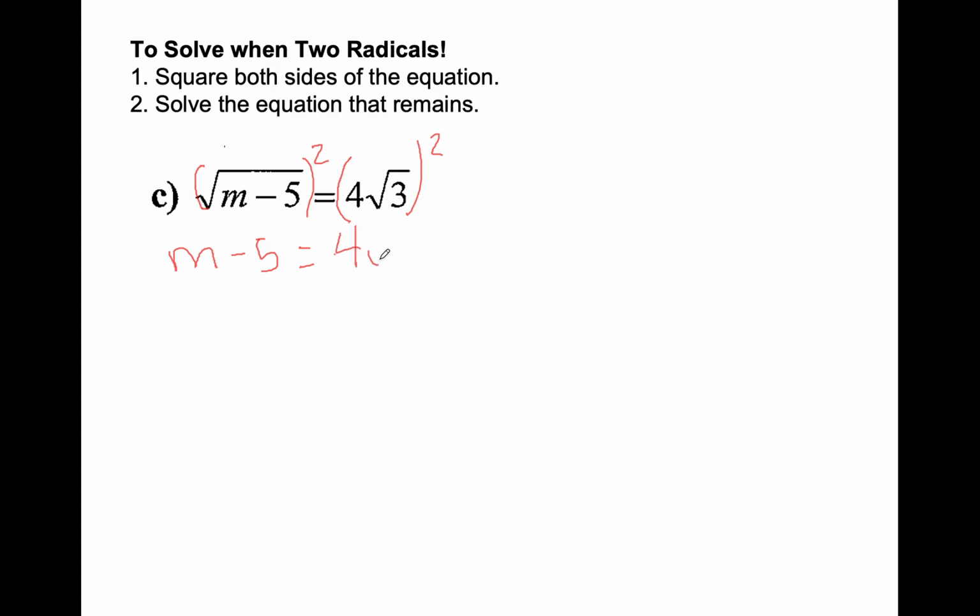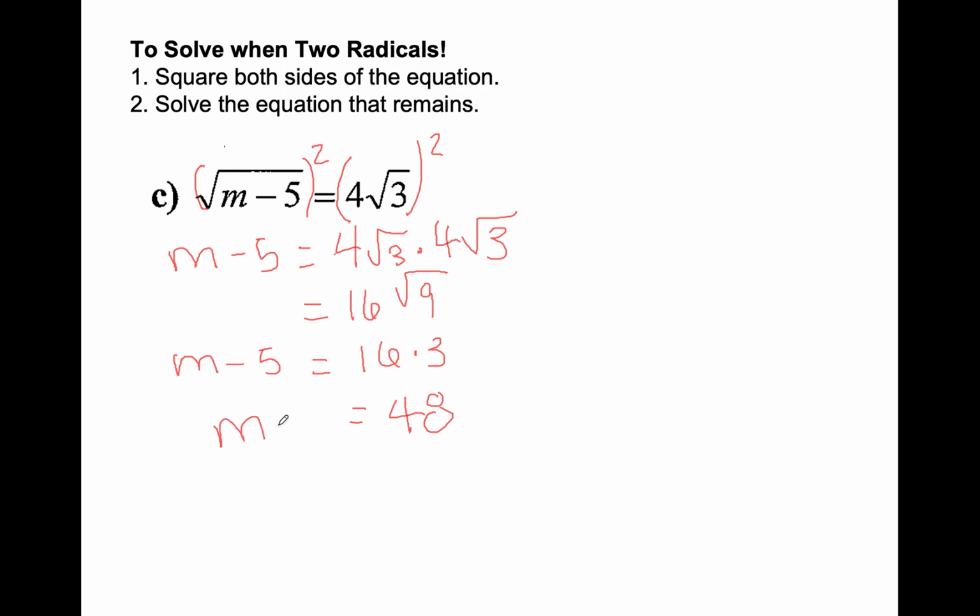That's the same as doing 4 radical 3 times 4 radical 3. That's the same as 16 times radical 9, which is 16 times 3. And that again is m minus 5. Well, 16 times 3 is 48. So we have 48 equals m minus 5. Last step, just solving this equation, adding 5 to both sides to get m by itself. So I'm left with m equals 53 as my final answer.